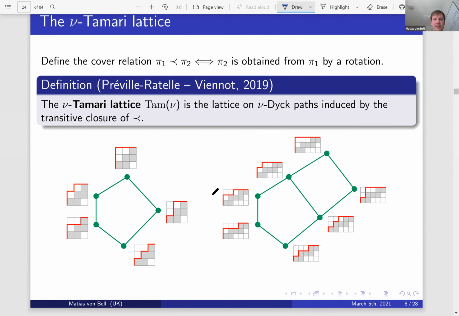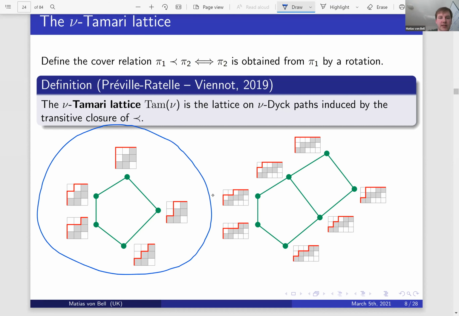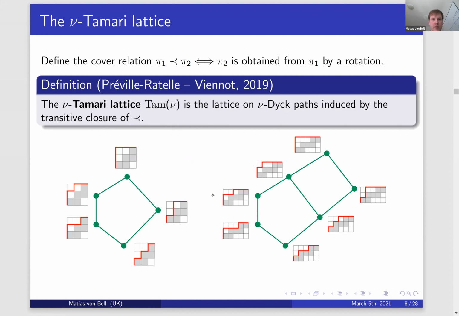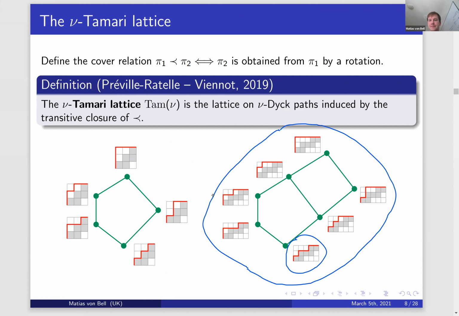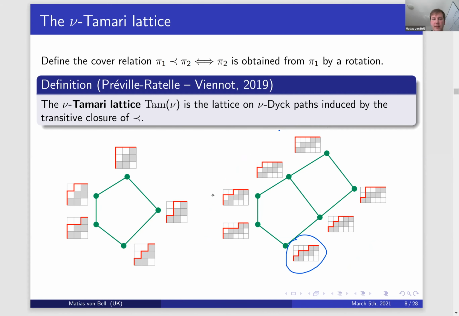So here are 2 examples. The classical one is on the left. It looks like this. But then the generalized one, in this case for this particular path nu, is on the right. So this is the nu-Tamari lattice for the lattice path nu on the bottom that's circled.